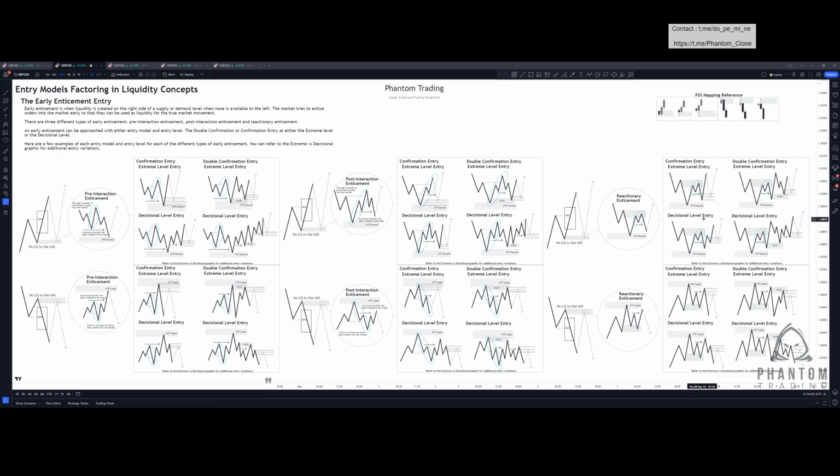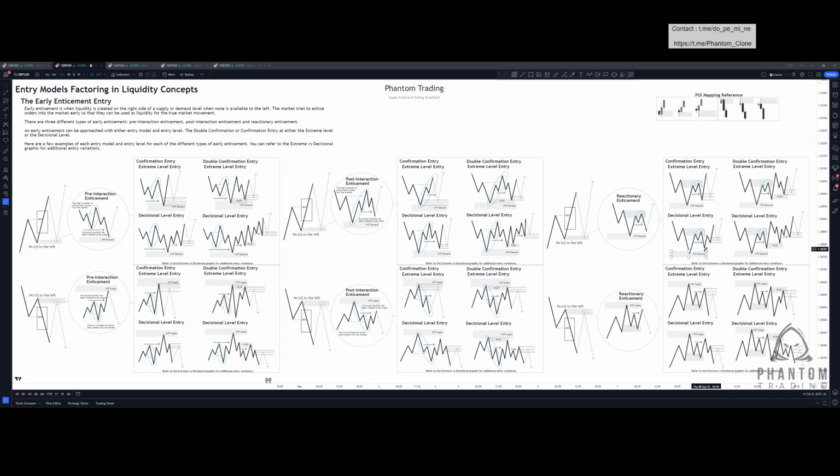Then we can look at the decisional level entry of a confirmation entry. So what we can see is price reacts off of a higher time frame level of demand. We start to get that reaction. Price reacts off of the last point of supply, creating an initial reaction, the extreme of the reaction leg, the failure of that initial reaction.